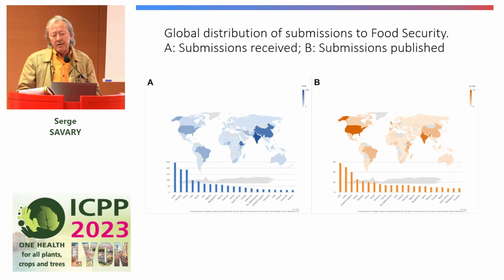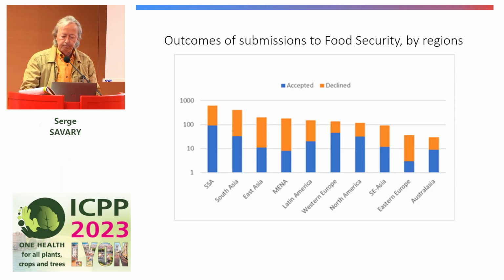And then on the right-hand side, you have what's published. So the distributions, the densities you see, resemble in part the figure in A, but there is a change in order because some papers are more easily accepted in some parts of the world than others. So these are the fractions accepted, declined. It varies across regions in the world. Sub-Saharan Africa is the largest contributor of submissions.